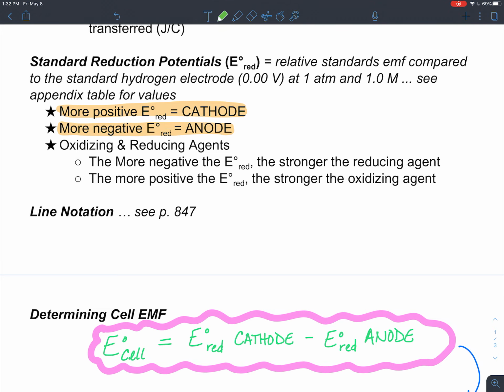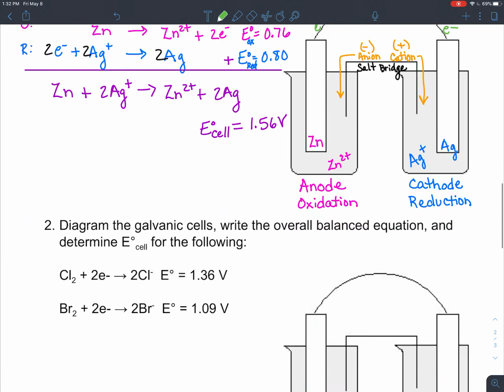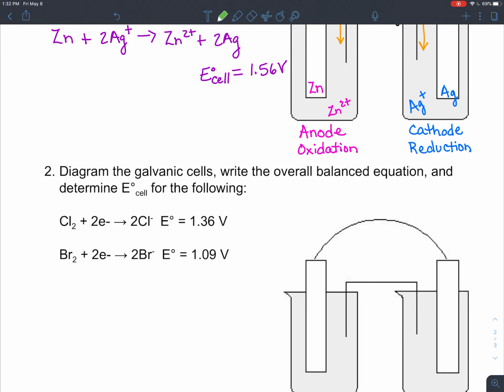Okay. And the more negative is going to be our anode. So which one would be more positive? It's going to be the larger value. We don't have a negative value in this case. And so this one here is going to be the more positive one, okay? And the one on the bottom is going to be the more negative. And so this is the one we have to flip around because it's going to be the anode.